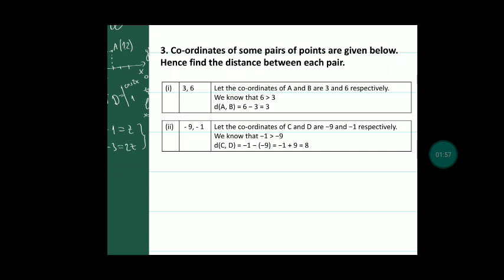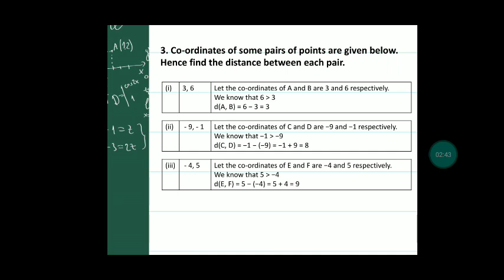Second pair is minus 9, minus 1. Let the coordinates of C and D be minus 9 and minus 1 respectively. We know that minus 1 is greater than minus 9. Distance of CD is equal to minus 1 minus in bracket minus 9, is equal to minus 1 plus 9, is equal to 8.